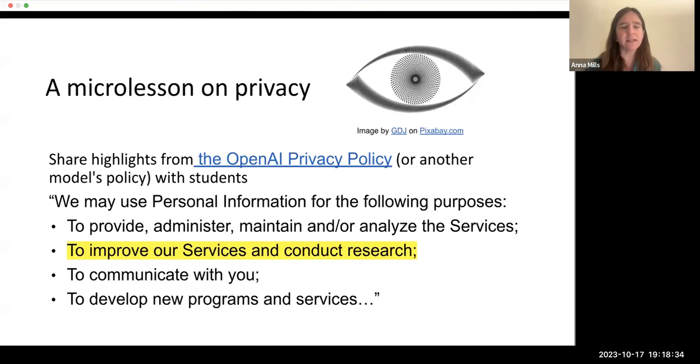But, as a micro lesson, I would just say, let's look at it with them, show them the document and highlight a couple phrases that they can use personal information to improve their services and conduct research. So that's very, very broad so that students know, and you could do this with the policy for any other chatbot, so that students know that what they're sharing there, they can't count on it being confidential, and it might be used to support the model and its profit.